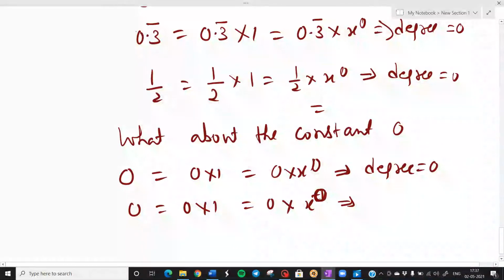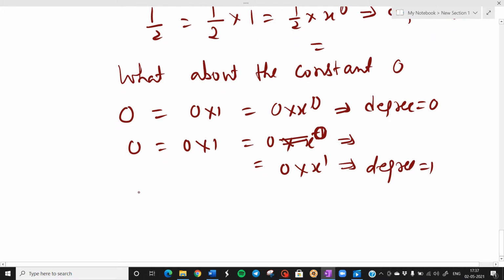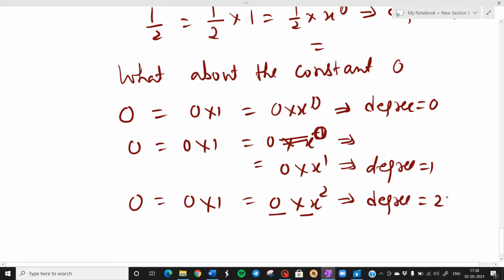We can write minus 1 or plus 1, it doesn't matter. We can write 0 into x power 1, because when any number is multiplied by 0, it becomes 0. So we can say degree is 1. If I'm writing other 0, 0 can be written as 0 into 1. I can write 0 into x power 2, because 0 into x power 2 is 0. But in this case, we can say degree is 2.